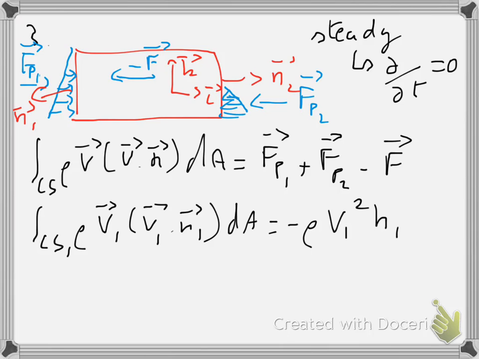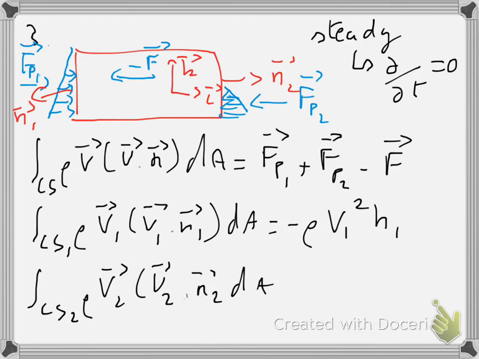The integral of CS2 is slightly more complex. You need to break it down into two. So in general form, it's rho V2 N2 dA. But now I need to go to the second slide, to another slide.